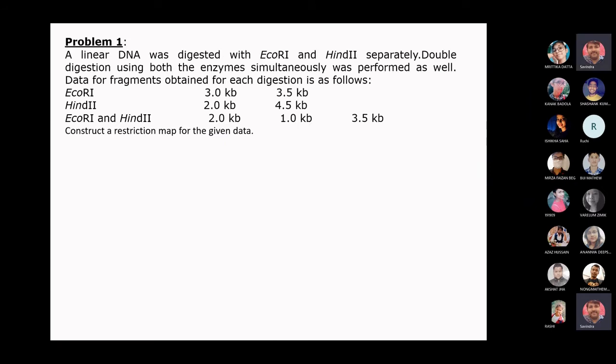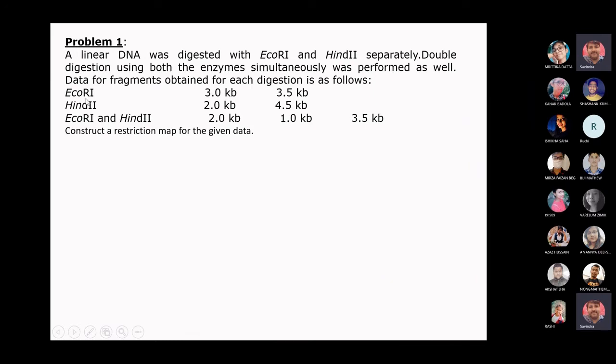So this is problem number 1. A linear DNA was digested with two restriction enzymes, EcoR1 and HIN2. What did the researcher do? He took the two restriction enzymes EcoR1 and HIN2 separately, and double digestion using both enzymes simultaneously was performed as well. And this is the data.